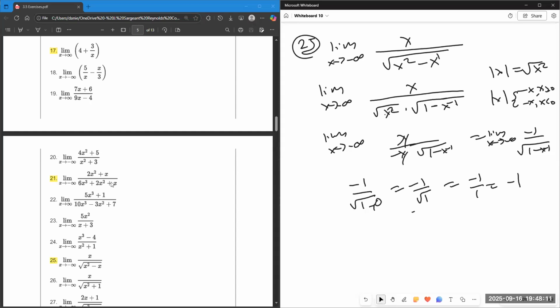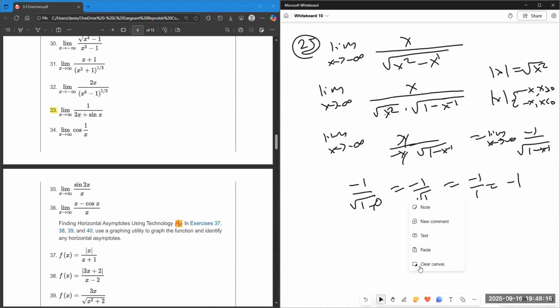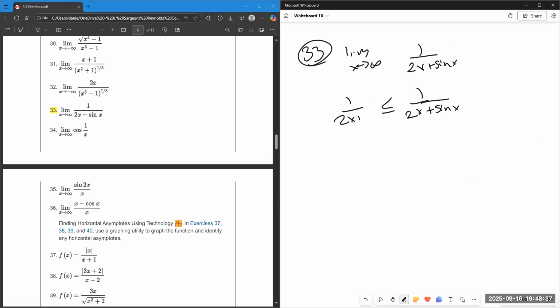So let's look now at number 33. This one I'm going to have to use the squeeze theorem. So 33 says limit as x goes to infinity of 1 over 2x plus sine x. 1 over 2x plus sine x is going to stay between 1 over 2x plus 1 and 1 over 2x minus 1. So smaller denominator, bigger function value. Bigger denominator, smaller function value.